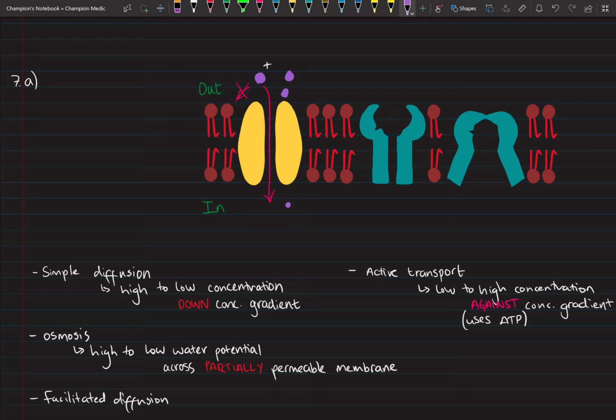Is my diagram the wrong way around? No, it's the right way around. Hydrophilic means it attracts. Yeah, the head is hydrophilic. Oh yeah, okay. So on the inside, you can see that the hydrophilic heads are facing inwards because the water and the cytoplasm is attracted to it.